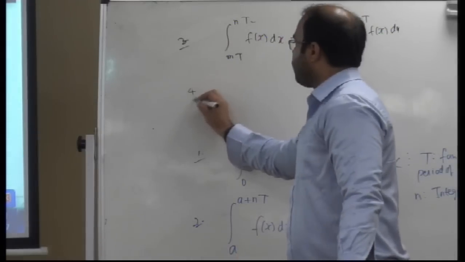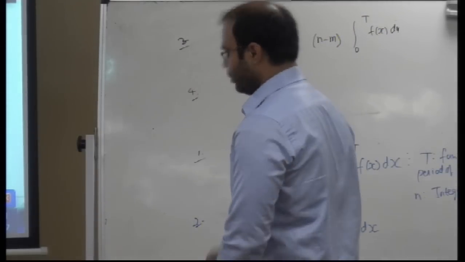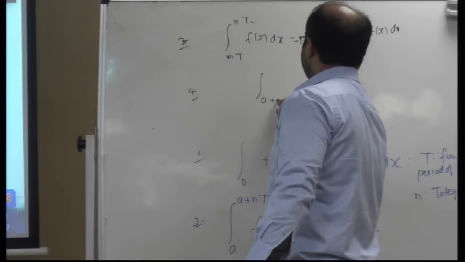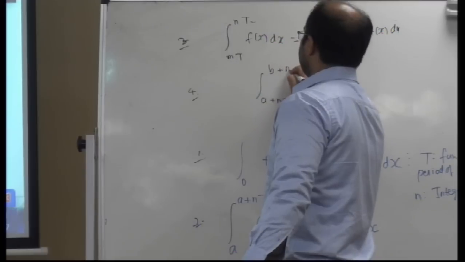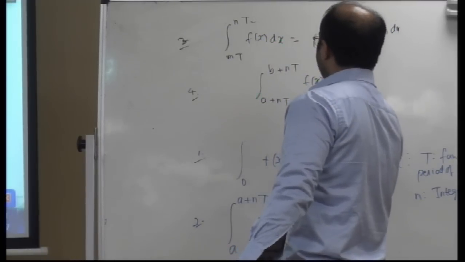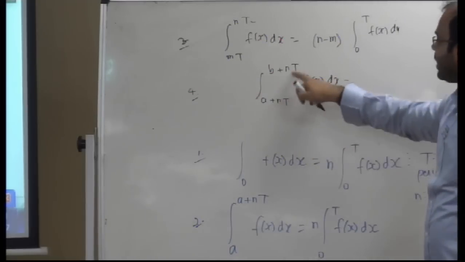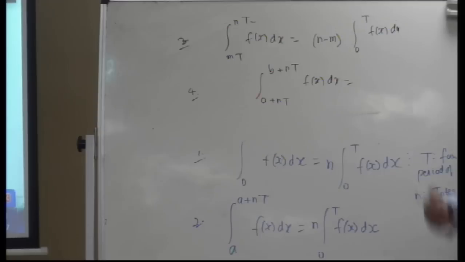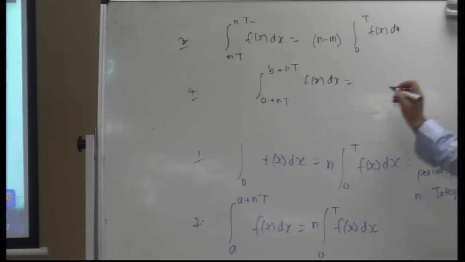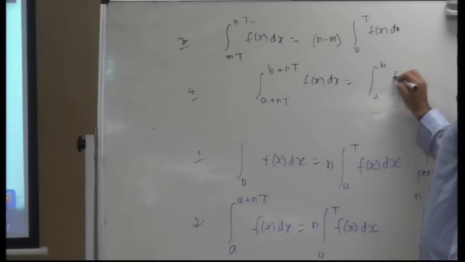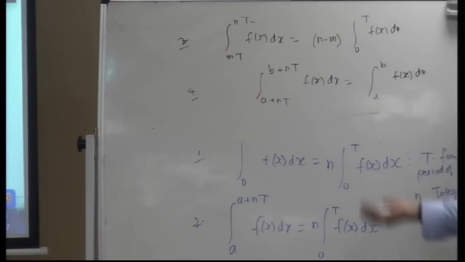Fourth property, the integral from a plus nT to b plus nT of f(x) dx. Now here what the change is, nT has not changed, but the constant is different. So this is actually the integral from a to b of f(x) dx as it is.